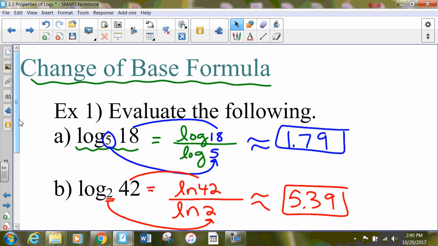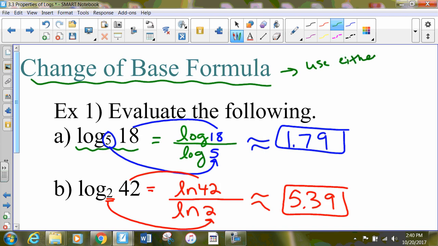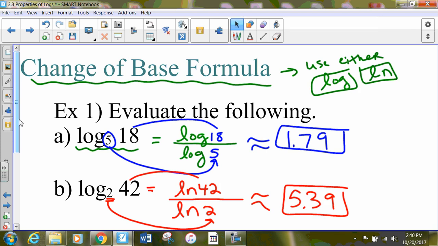So on your note sheet, which you either have in your possession or it is on the blog right under this video, go ahead and write that you can use either the log button on your calculator or the natural log button on your calculator. So it's a nice little trick.